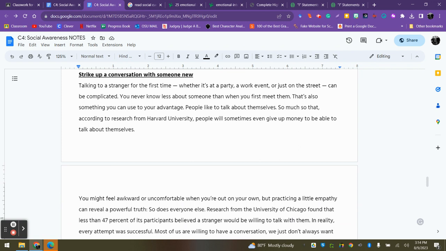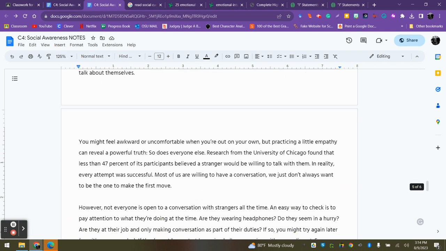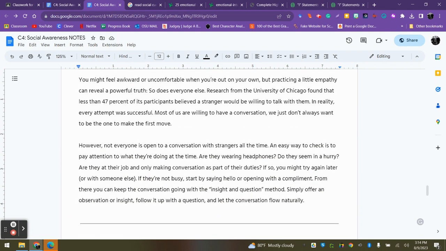People like to talk about themselves. So much so that, according to research from Harvard University, people will sometimes even give up money to be able to talk about themselves. You might feel awkward or uncomfortable when you're out on your own, but practicing a little empathy can reveal a powerful truth.